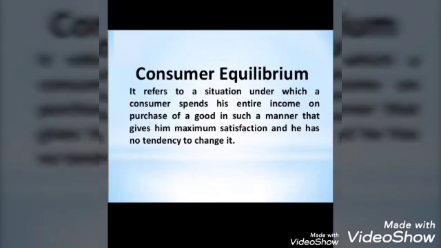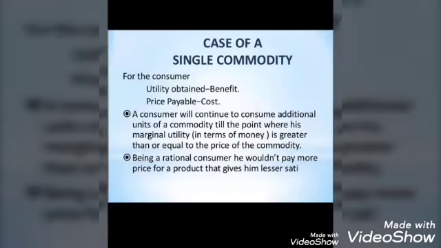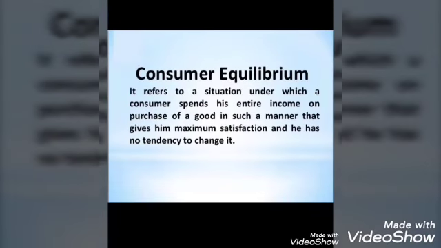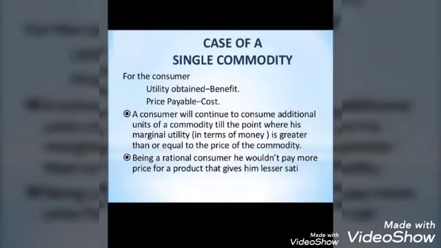Okay, so this type of concept is called consumer equilibrium. Then, marginal utility analysis and consumer equilibrium. That means how much of the commodity a consumer should buy so that he gets maximized satisfaction and attains the point of equilibrium. So this is discussed with reference to two situations: one is the one commodity case and the second is the two commodity case.